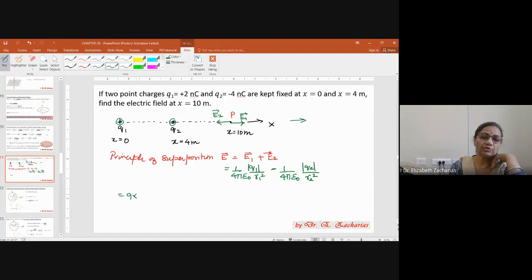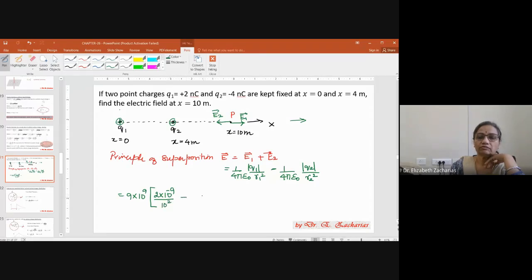Now let's put in the values. 9 into 10 to the power of 9 is common, take it out. What is my Q1? Q1 is 2 nano, so 2 into 10 to the power of minus 9 divided by R1 squared. What is R1? R1 is from Q1 to the point P, therefore it is 10, so 10 square.